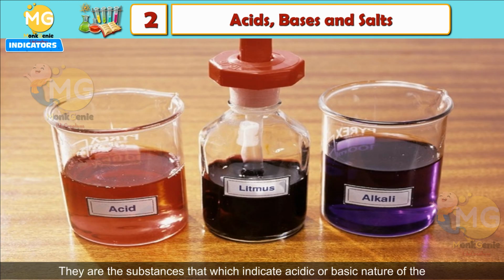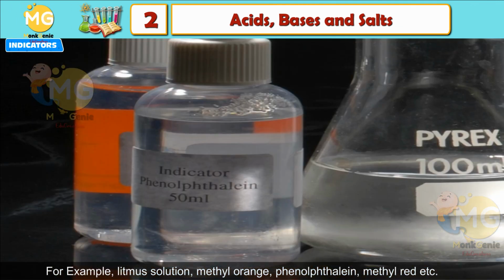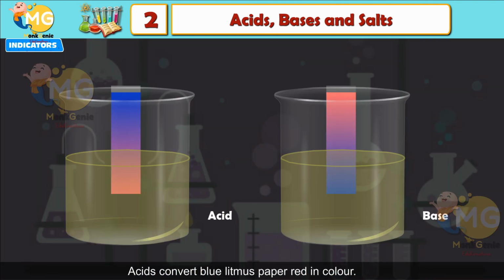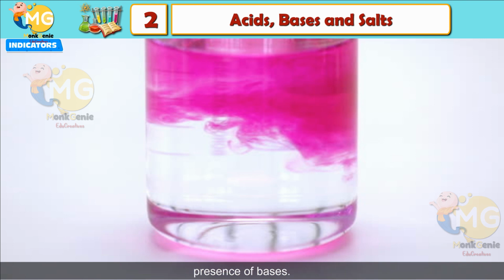Indicators. They are substances which indicate the acidic or basic nature of a solution using color change. For example, litmus solution, methyl orange, phenolphthalein, methyl red, etc. Acids turn blue litmus paper red in color. Bases turn red litmus blue. Phenolphthalein remains colorless in the presence of acids but turns pink in the presence of bases.